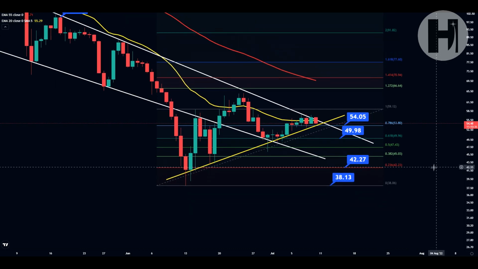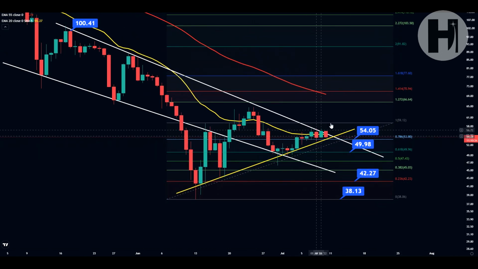Okay, and if we indeed start pumping and we start breaking the resistance of the falling wedge, and the resistance of this first fib level, which is the local high that we have here of the fib retracement, we're going to be targeting $77 here. But in order to get there, obviously we have multiple resistance levels like the 55 EMA, the 1.414, the 1.272, but that hasn't happened yet. But I'm letting you know that that's something that we can be targeting.